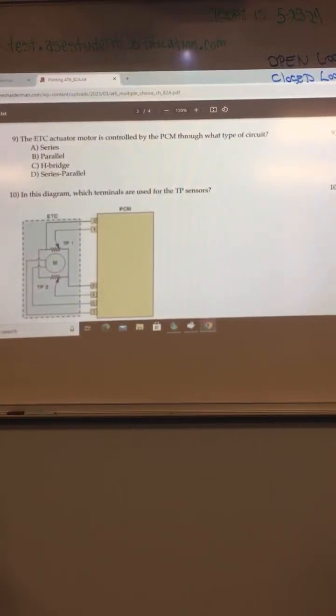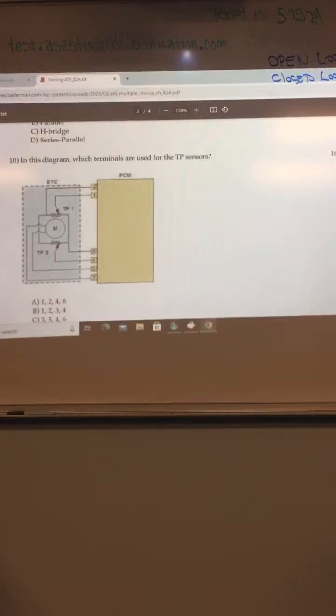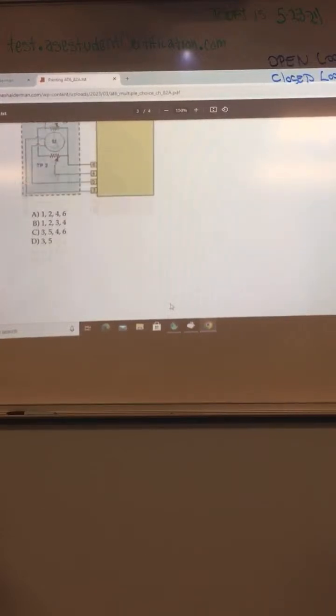Let's see how you do on this one. Number 10, in this diagram, which terminals are used for the throttle position sensors? Is it A? It is. Very good. Because the source and the ground have to be included, right? Yep. And then 1, 2, 4, and 6, those are your variable resistors for your throttle position sensors. Number 9, H-bridge.